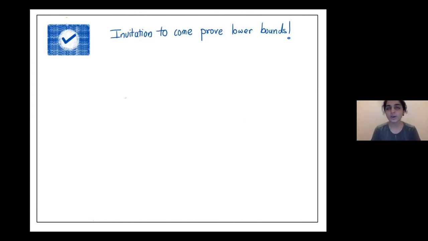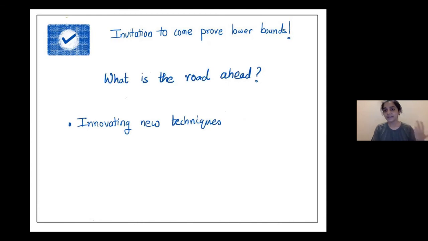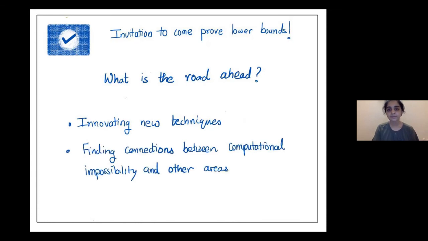So think of this talk, or this whole interaction we just had, as an invitation to come and prove lower bounds. You could prove them in mathematics, that would be great. A lot of mathematical impossibilities have led to computational impossibilities. Just like I told you, Cantor's diagonalization in mathematics adapted to computer science gives a diagonalization result in computer science. So, an invitation to proving lower bounds in mathematics and computer science. What's the road ahead? One needs to come up with innovative new techniques. One needs to come up with ways of finding connections between computational impossibilities and other areas, like cryptography is one such connection, but maybe there are many more connections. And that's where people who get into this area could contribute.